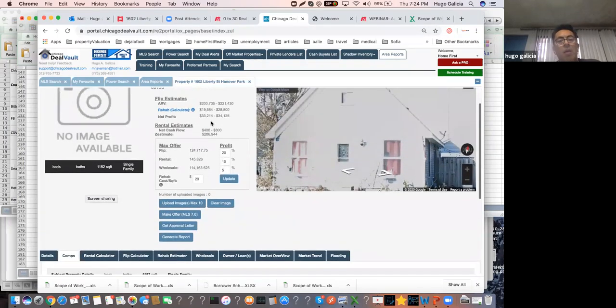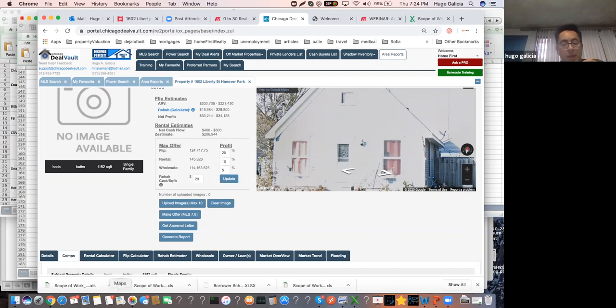So right now the ARV is about 200,000 to 221. Let's take this ARV, but think about this. This is the ARV for a 3-bedroom, 2-bath. This is a quirky layout, right? So this property is not going to price for 200 or 221. It's going to price for less. I'm thinking it's going to price closer to maybe 180.